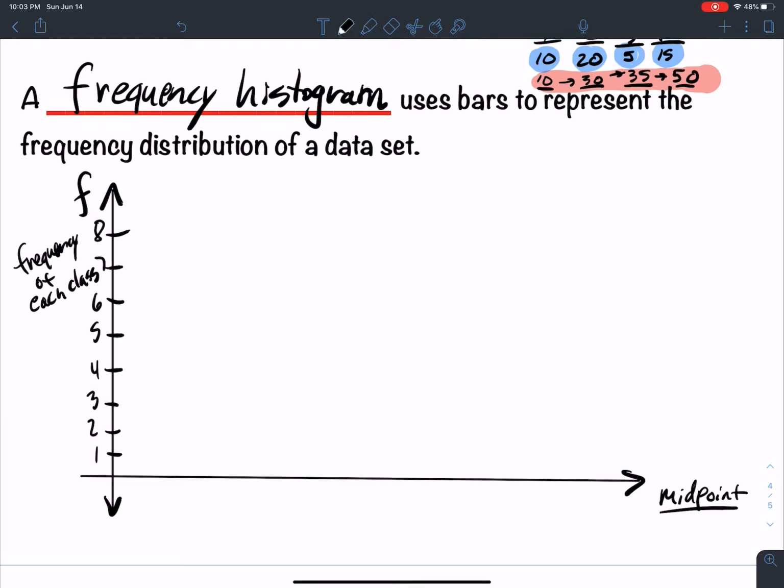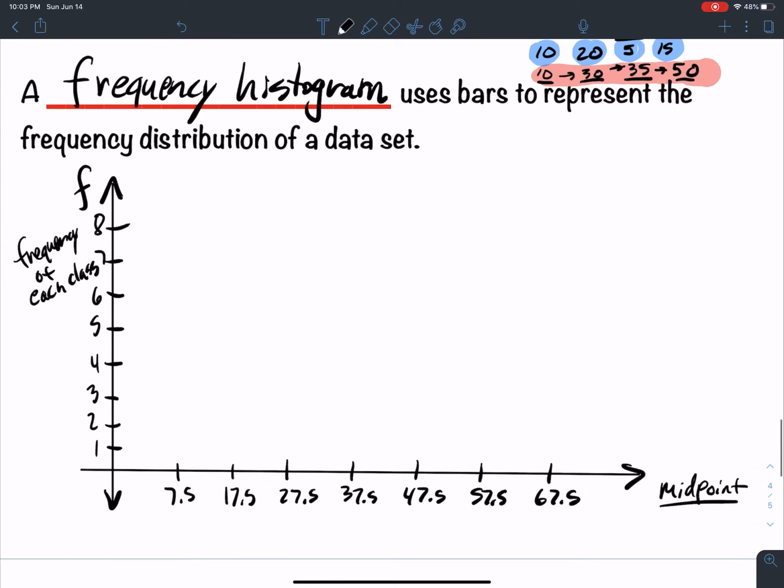All right, so I'm going to mark it 7.5, 17.5, 27.5, 37.5, 47.5, 57.5, and 67.5, okay? And now what we're going to do is we're going to mark each one.